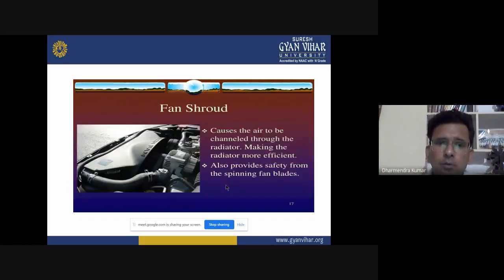Now one component is the fan shroud. It causes the air to be channeled through the radiator, making the radiator more efficient. It also provides safety from the spinning fan blades.